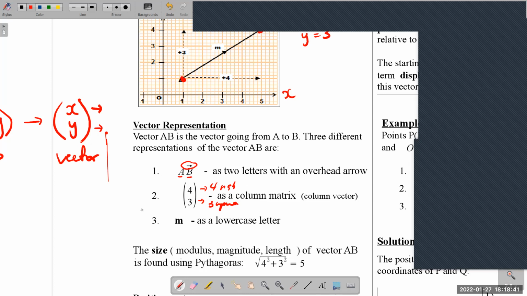And the last one, and the most common one, is they use small letters. You realize why it can't be a capital letter? We use capital letters to represent points. So we use small letters to represent an entire vector.